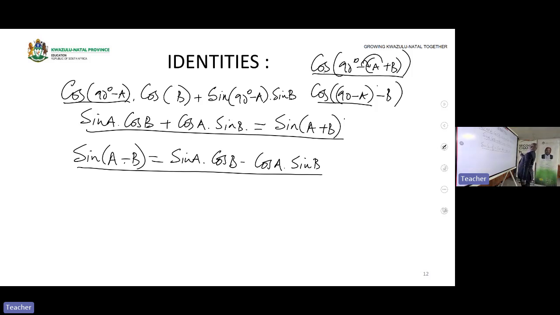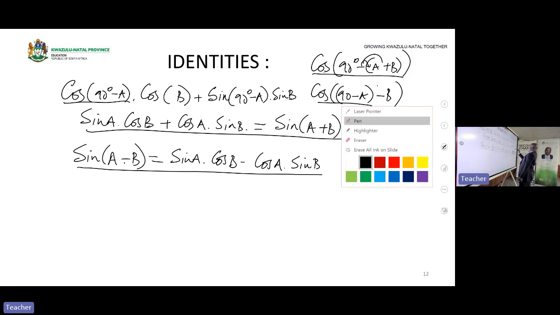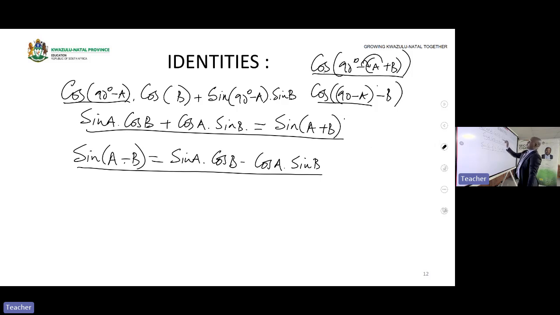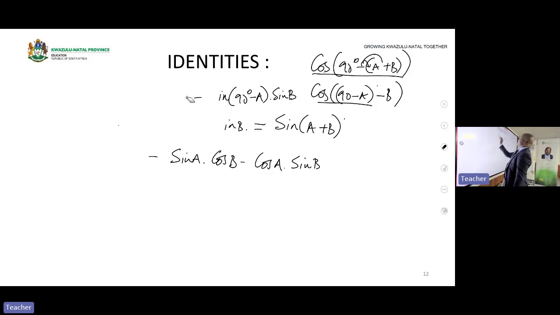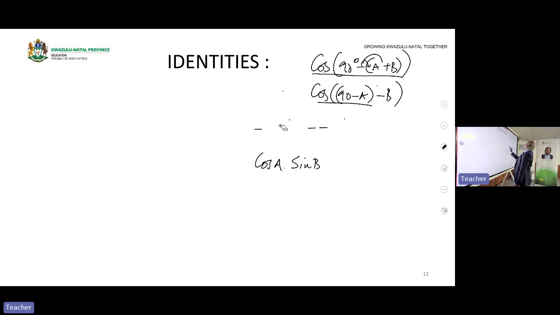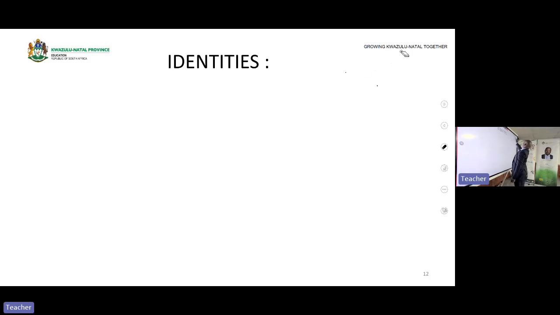So this is a compound for sine. So after compound, we must then recall the double angles. So the double angles, students, they come from the fact that if those acute angles are equal, for instance, in a right angle triangle, we could have 45 plus 45 plus 90. That will give us 180 degrees, which is then correct. So double angles come from that perspective.